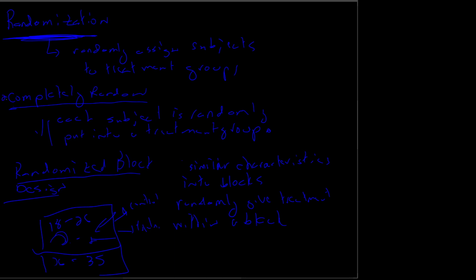So, randomization is great for getting rid of bias, but sometimes certain characteristics need to be observed. And so randomized block design does that. Now granted, there will be a bias in where we choose our age boundaries or where we choose our characteristic boundaries.